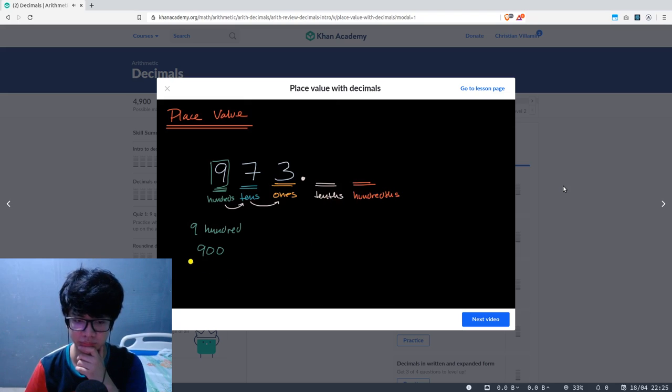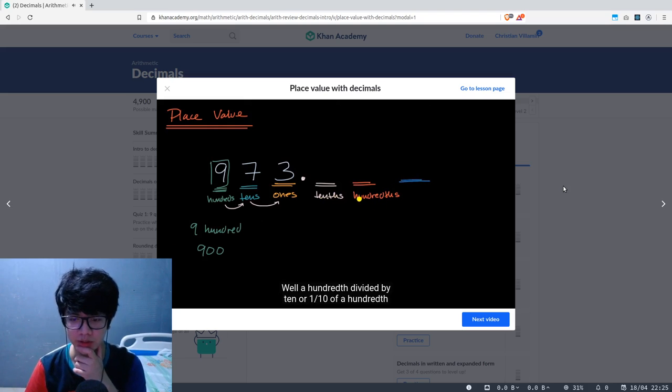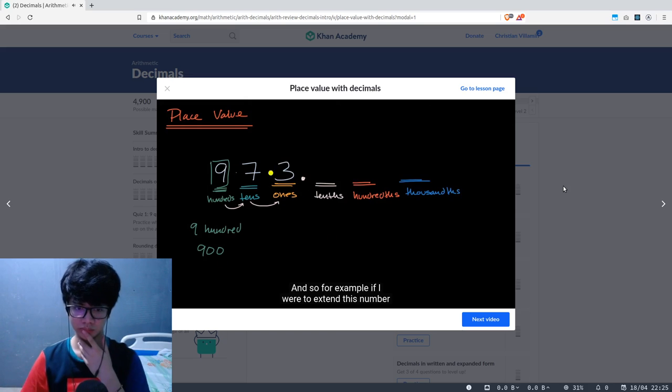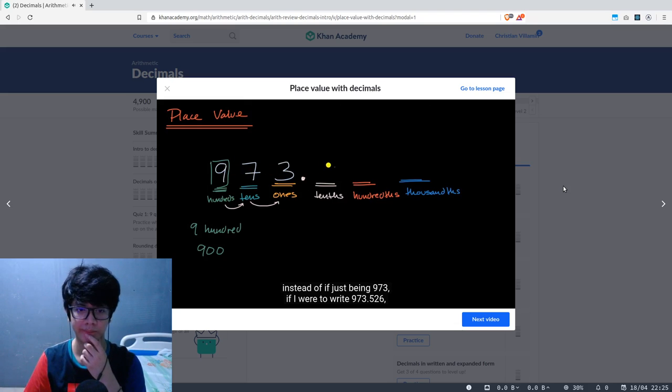hundredths place. And then if you were to go one space to the right, and we could keep doing this forever, but if we were to go one space to the right of that, what would it be? Well, thousandths. A hundredth divided by 10, or 1/10 of a hundredth, is a thousandth. Thousandths space. And so, for example, if I were to extend this number, instead of it just being 973, if I were to write 973.526, what do these digits represent?